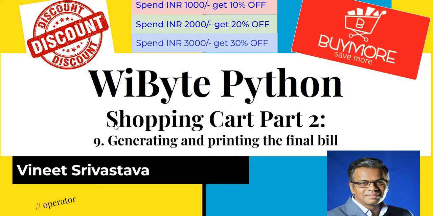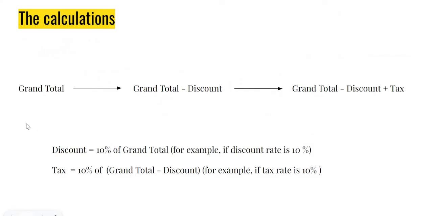But before I get on with the Python coding, let me just tell you a little bit about the formulas that we are going to use so that it's again clear as to where this is going. So basically, we have a grand total. Remember, that's just the total of all the items that the user has purchased in the shopping cart. We have seen this before.